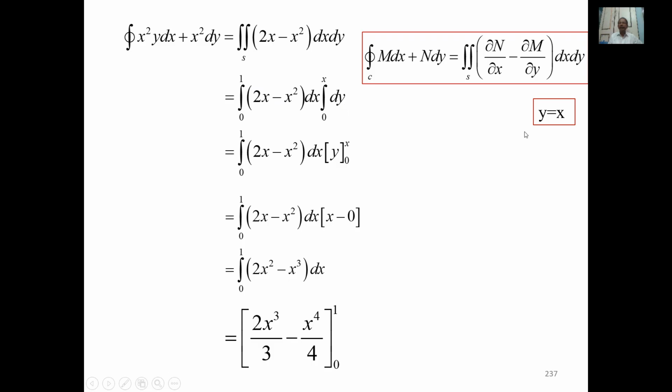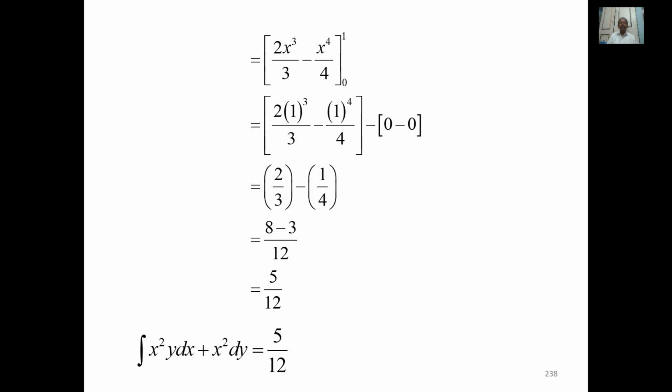We know that the straight line equation is given as y equal to x, so y has a limit 0 to x. Now integrating this integral, we have y with the limit 0 to x. Substituting the limit gives us x. Now multiplying with 2x minus x squared, we have 2x squared minus x cube. Now integrating with respect to x gives us 2x cube by 3 minus x to the power 4 by 4, with the limit 0 to 1.